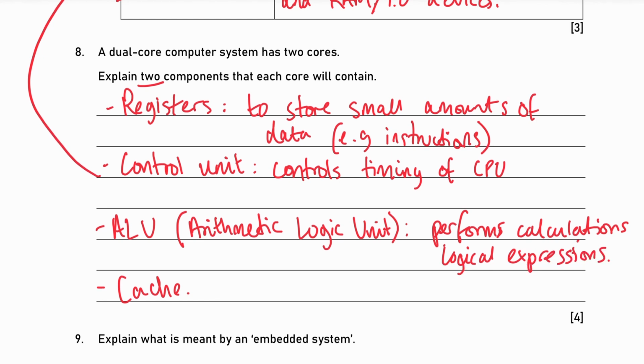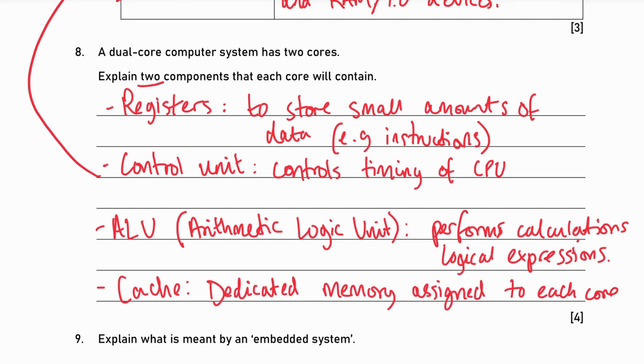And finally, the cache we've just spoken about, and this is dedicated memory similar to RAM, which is assigned to each core. So all you'd have to do, guys, for the 4 marks would be to name 2 and then explain what each of those do.